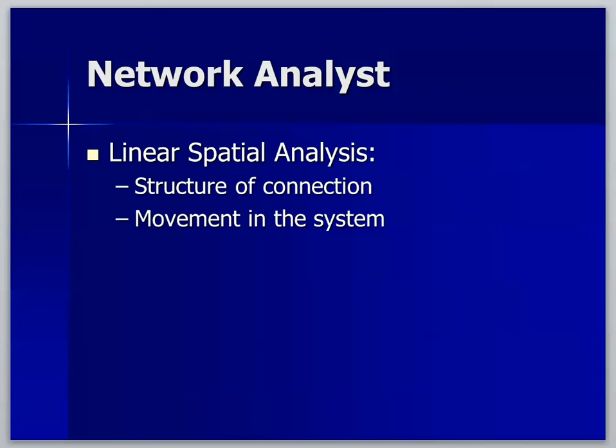So, looking at linear spatial analysis, the two major things are, number one, the structure of connection, which we're going to get into very shortly, and number two, movement within the system. It isn't just simply connecting the dots, no pun intended. It's also about the internal behavior that you're trying to model. An example would be, do you have streets that are one-way or two-way? That would be movement within the system. Looking at a power grid, the amount of energy that could be transferred within certain areas versus others, that could be considered movement in the system also.